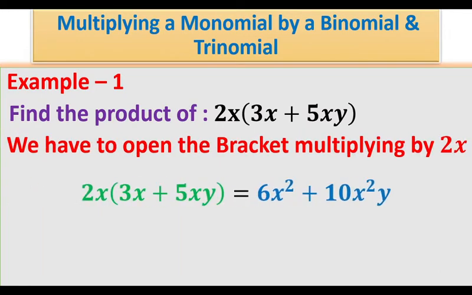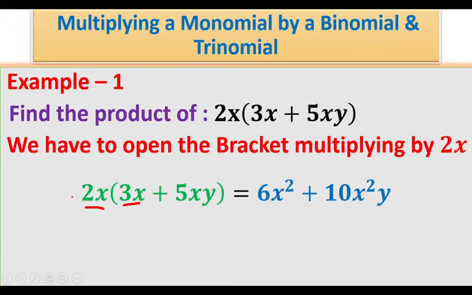So here 2x will multiply 3x. When 2x and 3x are multiplied, it will be 2 3s are 6, and x multiplied by x will be x squared, because here the power of x is 1, which is hidden. In multiplication powers are added, so x raised to the power 1 into x raised to the power 1 will be x raised to the power 2, which we call x squared.